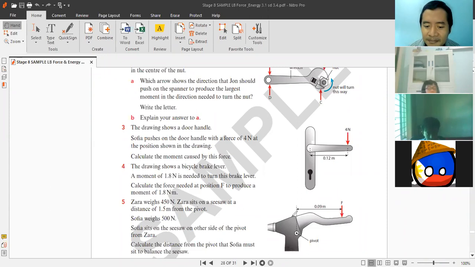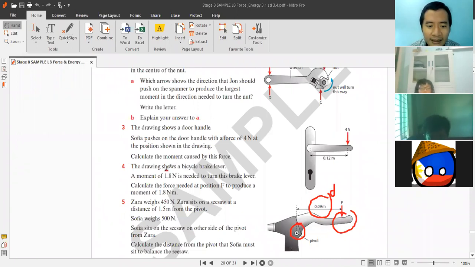Hello? Anyone knows? Yes, Mbak Hafiza? I don't know, Ustaz. Okay, you don't know. The distance between force and pivot. What is the distance between force and pivot? How far is it? 0.09 meter. Okay, very good. This is the distance.